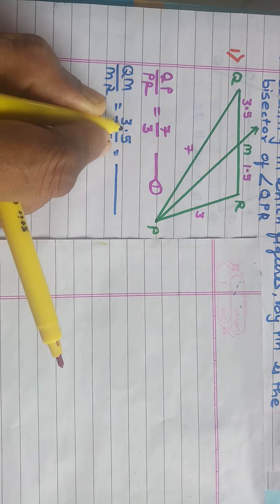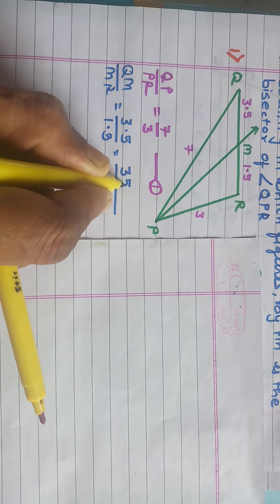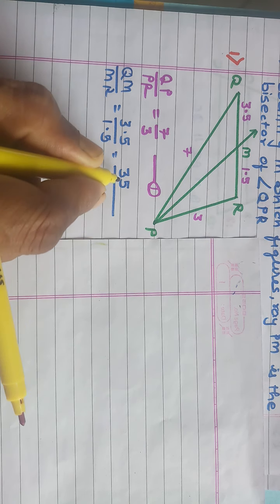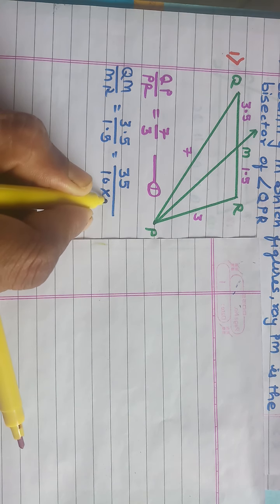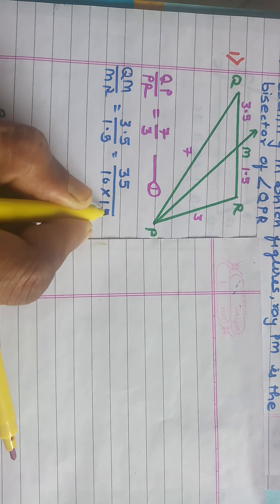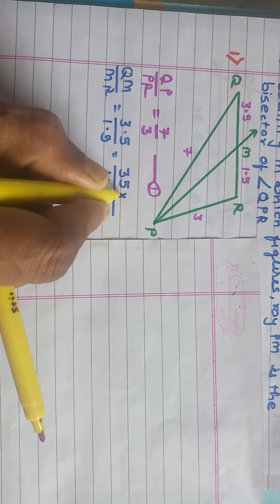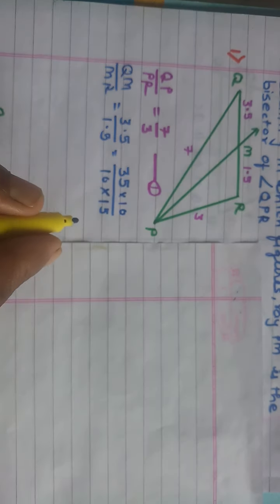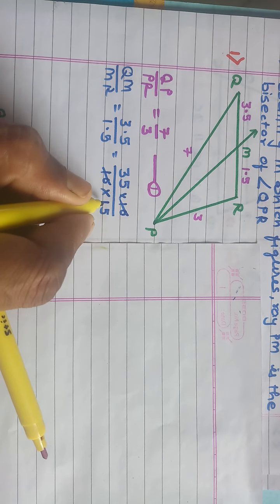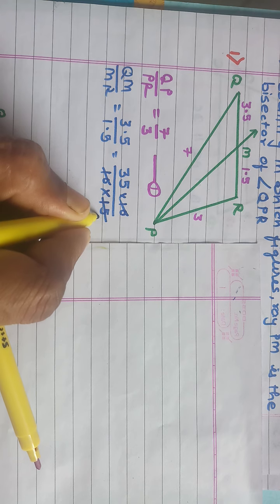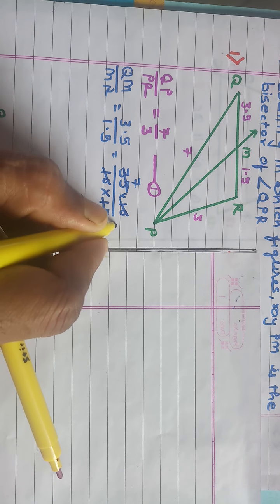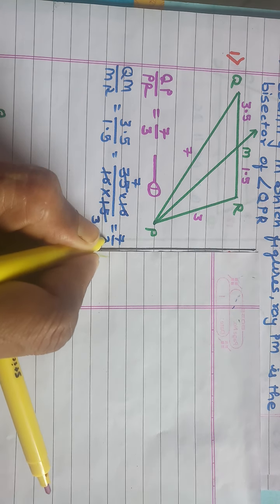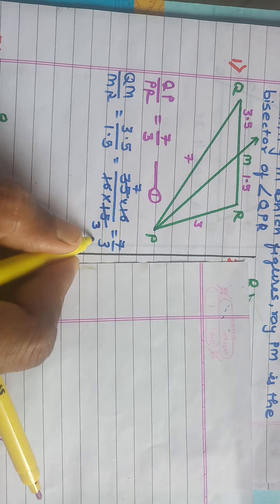Okay, now remove the decimal point. So instead of 3.5 we can write 35 upon 10, and in the denominator 1.5. Here also if we remove the decimal, the 10 goes to the numerator. Now 10 cancels, 5 3s are 15 and 5 7s are 35. The ratio of these two is 7 upon 3. So this is equation number 2.